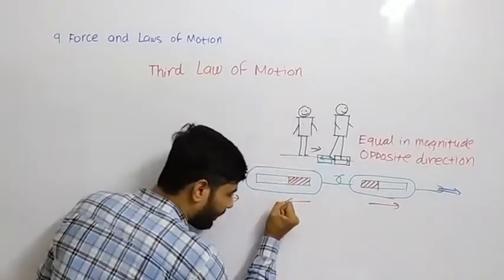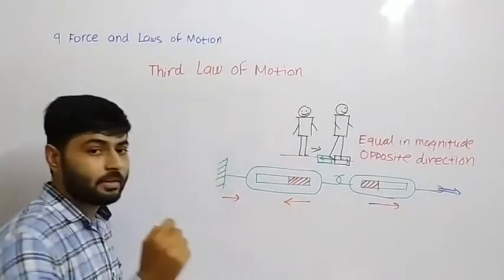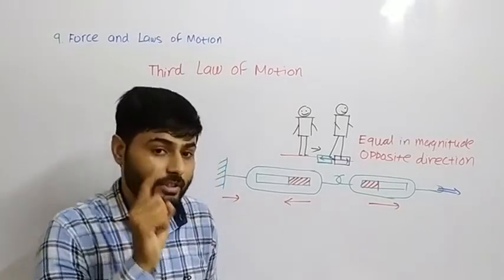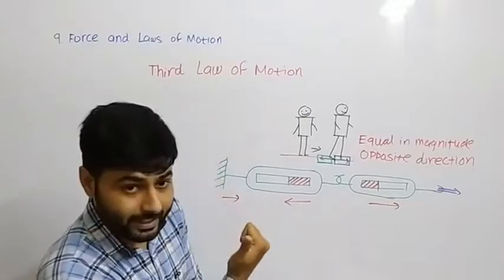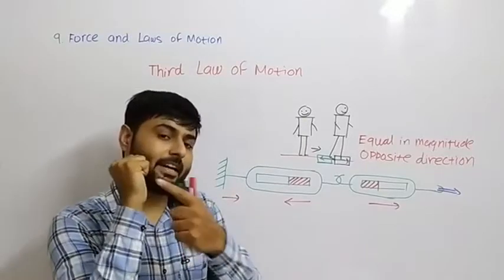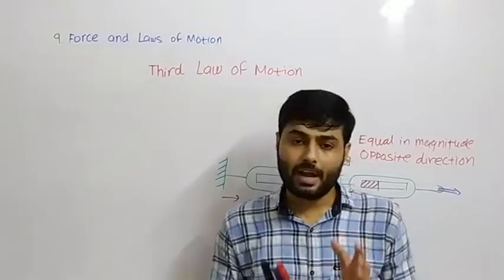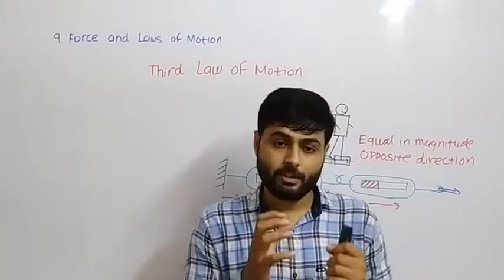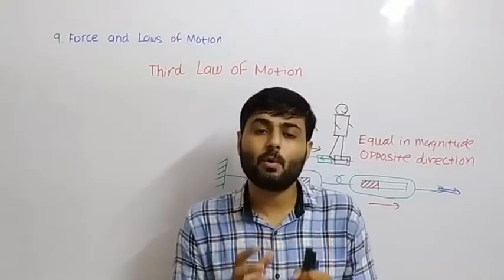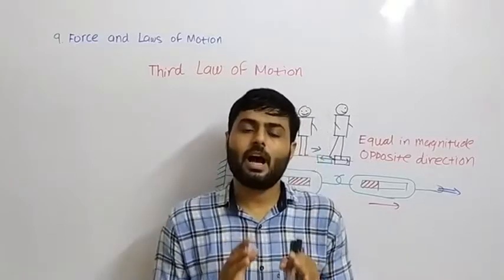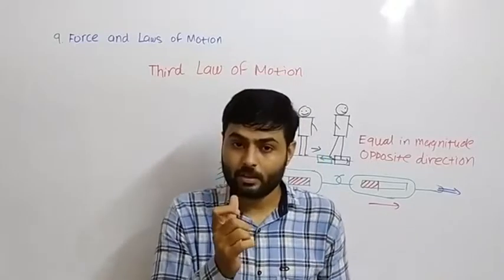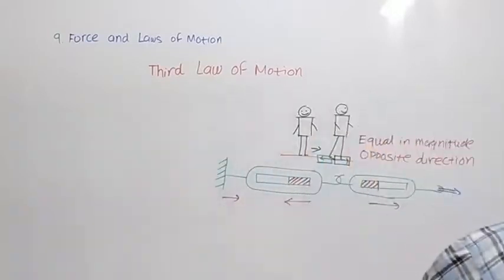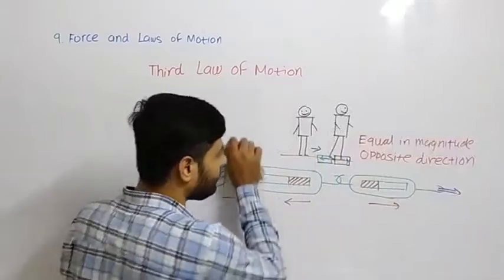If I hit this board, one force is exerted on this board, and a force of similar magnitude and opposite direction is exerted on my hand. So I hope now you understood how forces work, which means forces are always in couples, forces are always in pairs. So we have a couple of forces. We can take another example.